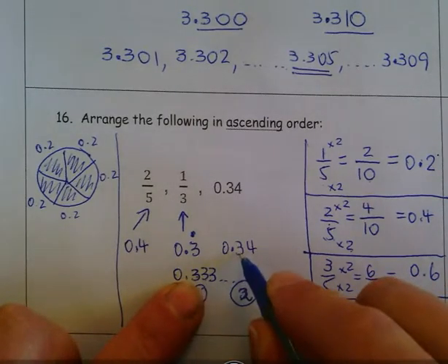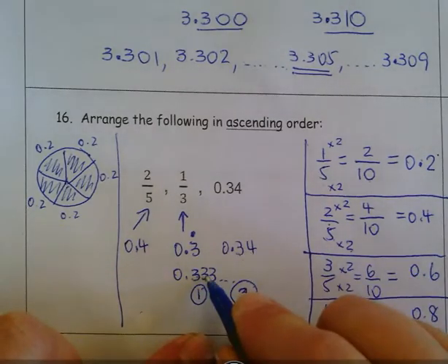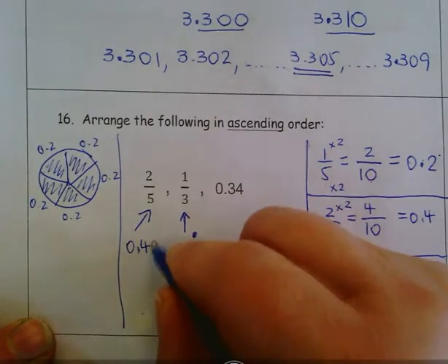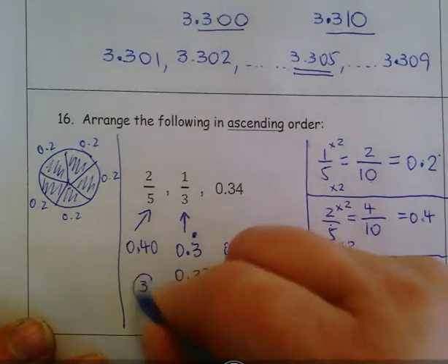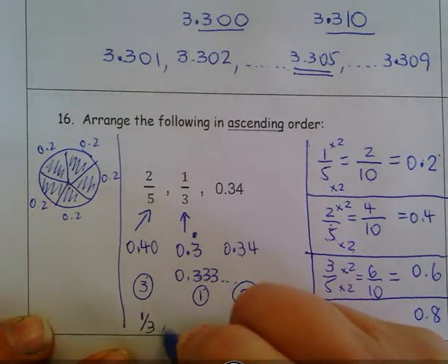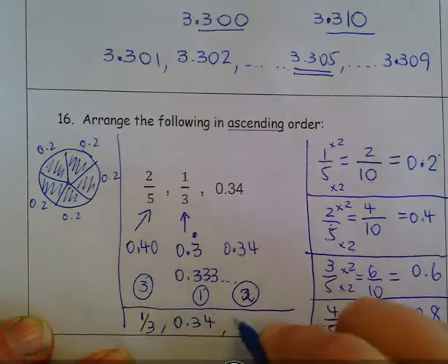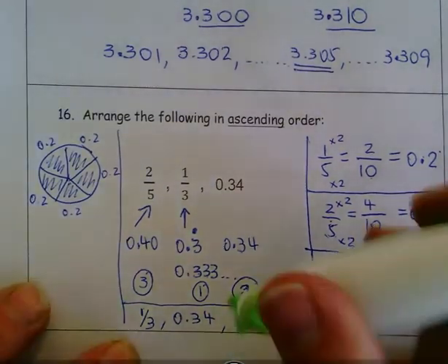These two have 3s. They're the smallest. But then look at the next digit. That's a 3, that's a 4. So this is smaller. And then 0.4 means 0.40. You're allowed to add zeros on the end of decimals. So this is the third biggest. So when I ask you to write them in ascending order, 1/3 is the smallest, then 0.34, and then 2/5 is the largest. So that's the order.